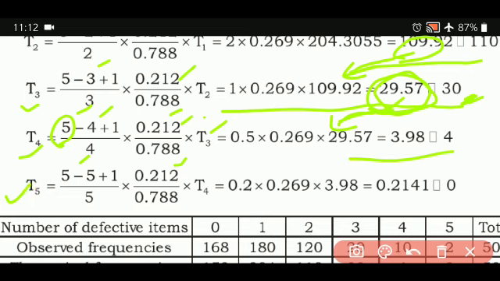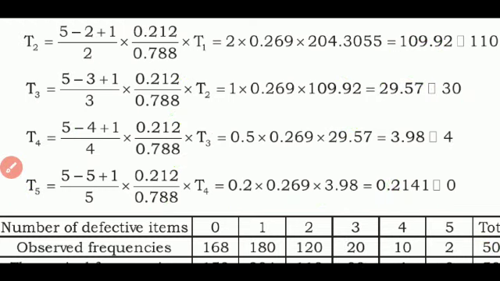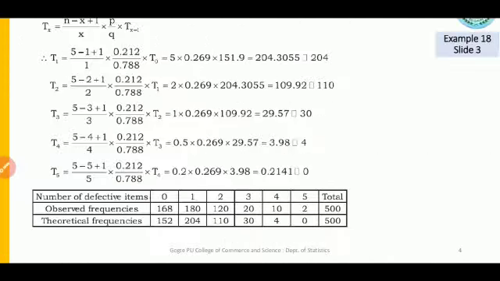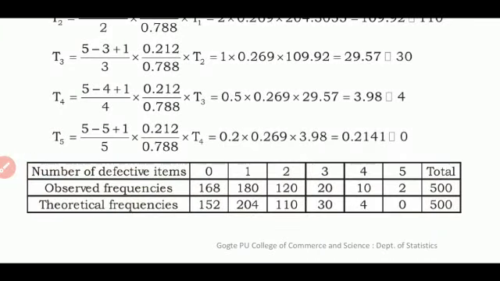The last one, T5, that is (5 minus 5 plus 1) divided by 5, the value of P and Q, and T4. You simplify, substitute all the values, and you get 0.2141. This decimal is less than 0.5, so you approximate it to 0. So this is how you find the expected frequencies by using the recurrence relation. Now the last step is to write everything in a table form.